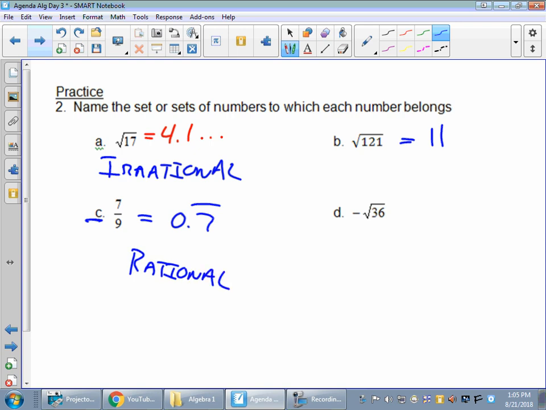And finally, letter D. It's a little interesting here with this negative sign. But because the negative is outside of the square root, we can just move it to our answer: negative the square root of 36. Well, what's the square root of 36? It is 6. So our answer here would be negative 6. So we know that that's rational because it definitely ends.